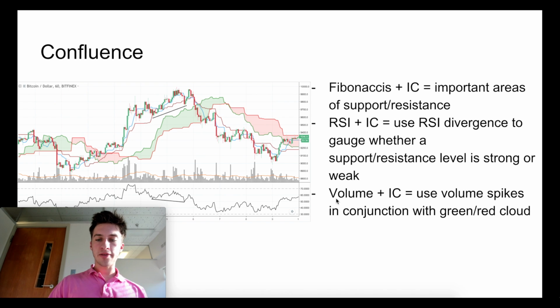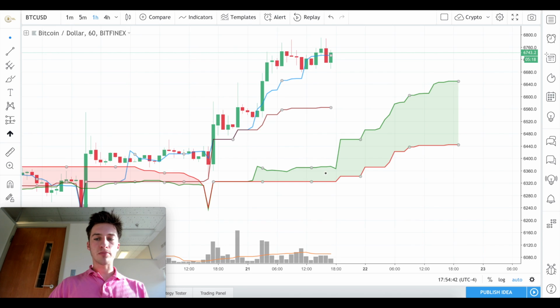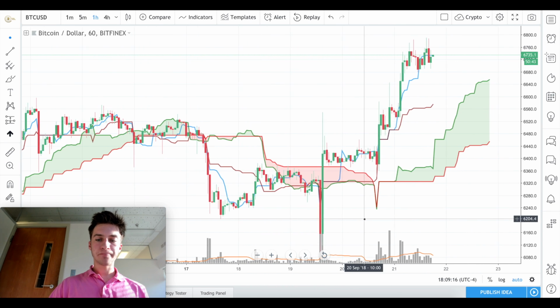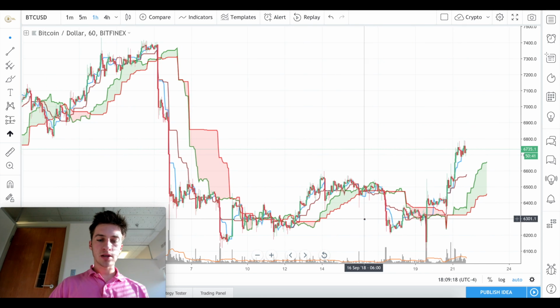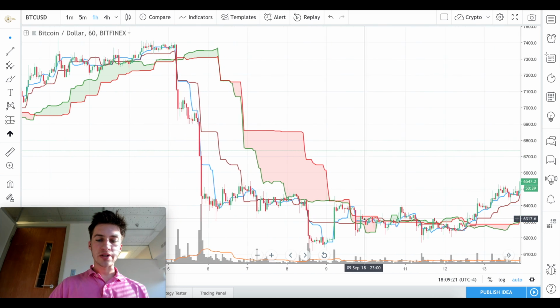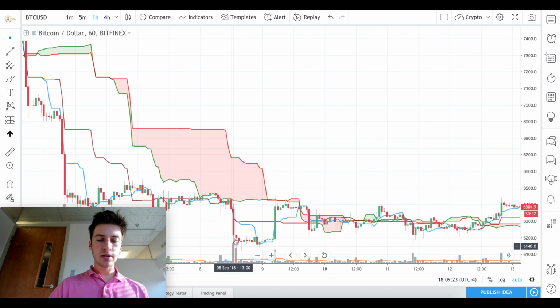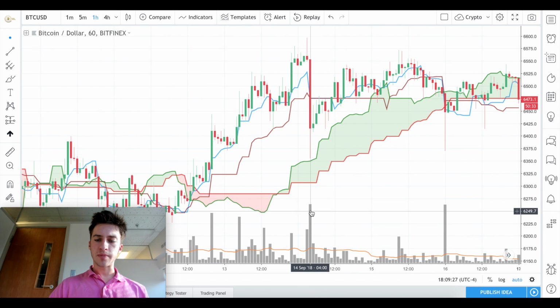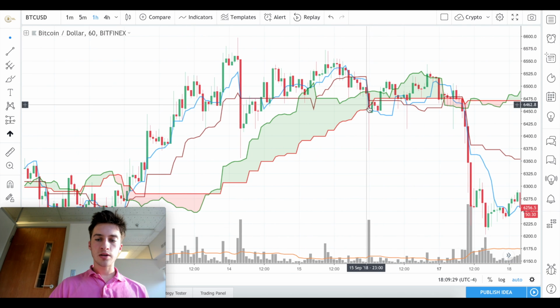And the final way that I would recommend using the Ichimoku cloud is with volume spikes. So we're just going to use volume spikes in conjunction with a green or red cloud to show us points of likely reversal. So if I was to go to my chart here, and we're looking at the Ichimoku cloud, when we look at a major volume spike on the 1 hour chart, we can see a major volume spike occurred here, price reversed. Major volume spike occurred here. A lot of people sold, price reversed.